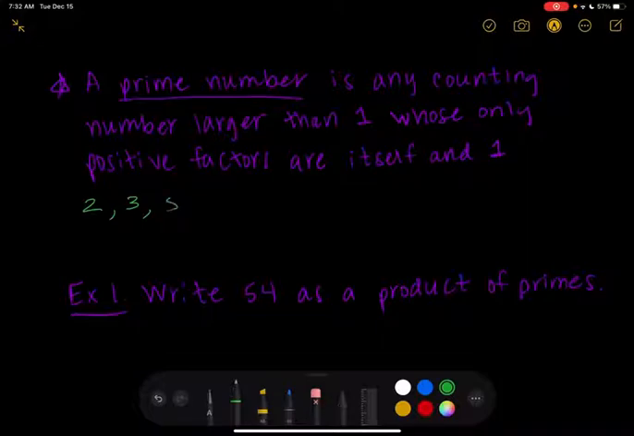5 would work. Is 6 prime? 6 is not prime because 2 times 3 is 6. How about 7? Yeah, 7's prime. How about 8, 9, 10, 11 would work, right? 11's prime because I can't think of two numbers that multiply to give me 11 besides itself and 1.